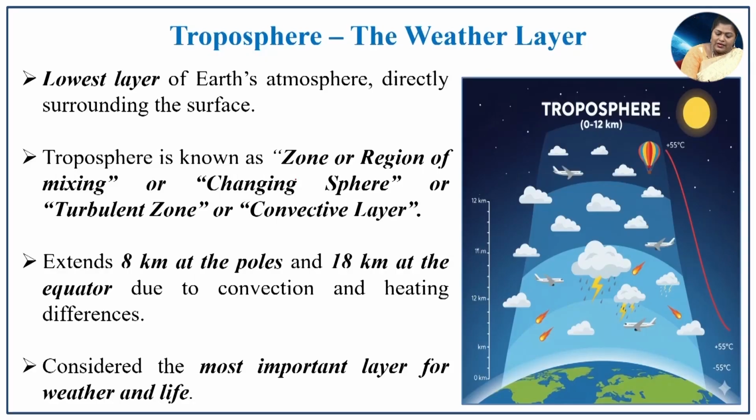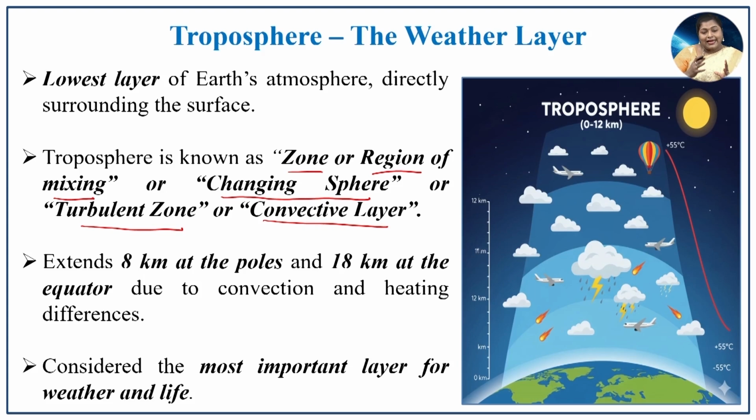The first and foremost layer, the lower layer of the atmosphere, is the troposphere. It is also known as the weather layer. Why is it called the weather layer? All the weather phenomena take place in this lower layer of the atmosphere. The troposphere is also known as the zone or region of mixing, the changing sphere, the turbulent zone, or the convective layer. These are all the names by which we call the troposphere.